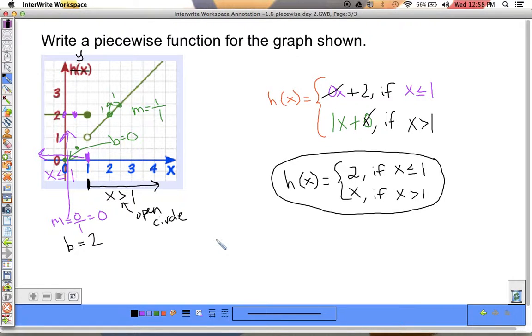So in review, for each linear piece, we're going to focus on linear piecewise functions. You need to find the slope, rise over run, and the y-intercept b, and that will help you write your function. That's always the first part of your function here. And then behind, you've got your domain. If it's equal to, it's a closed dot. If it's not equal to, it's an open dot.